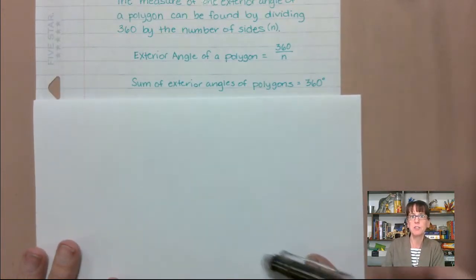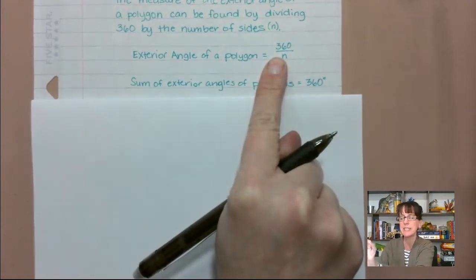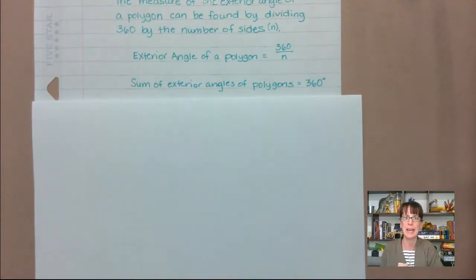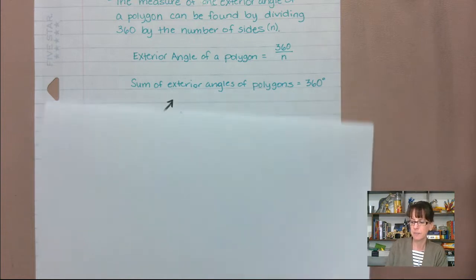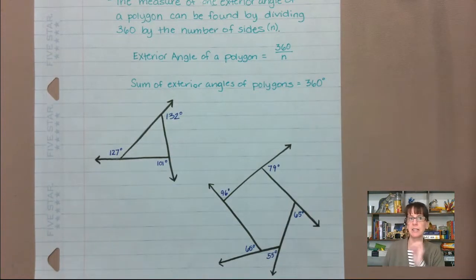Okay, so the two formulas that you'll need. The exterior angle of a polygon is 360 divided by n. The sum of exterior angles of a polygon is 360, does not matter the sides, or the size, either one of those. So here are two examples that I have for you.